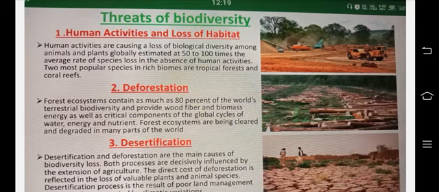Then deforestation. Forest ecosystems contain as much as 80% of the world's terrestrial biodiversity and provide wood, fiber, and biomass energy, as well as critical components of the global cycles of water, energy, and nutrients. Forest ecosystems are being cleared and degraded in many parts of the world.